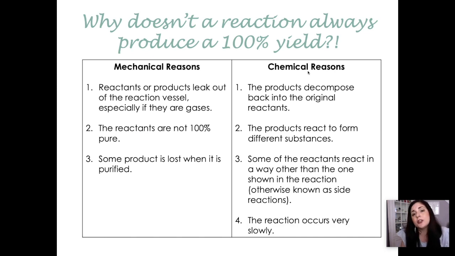And lastly, the reaction occurs very slowly. Something else you'll learn about if you decide to take AP chemistry is all about reaction kinetics, or how fast reactions happen. A lot of times reactions don't just happen and that's it. They might react very, very slowly. And if you don't wait long enough, you might not get a 100% yield. You might get quite a bit less than that, depending on how fast the reaction is.